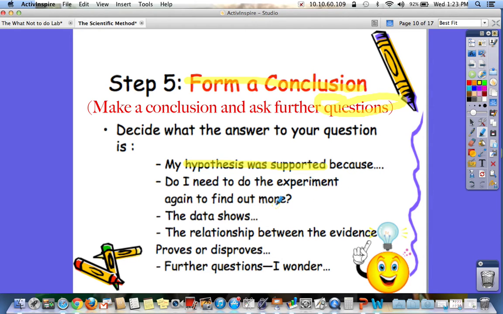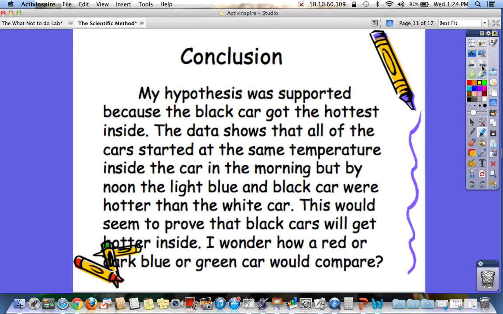Other phrases to use inside of your conclusion statements: the data shows that, the relationship between the evidence proves or it disproves. And lots of times in a conclusion statement, like I said, it may lead you to asking further questions. You might end up with the statement, I wonder if I was going to do this experiment again, what might happen? Here's an example of a well-written conclusion statement.